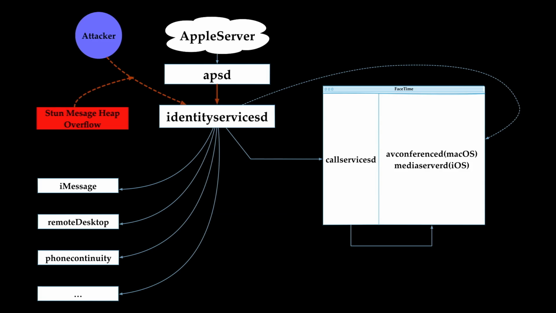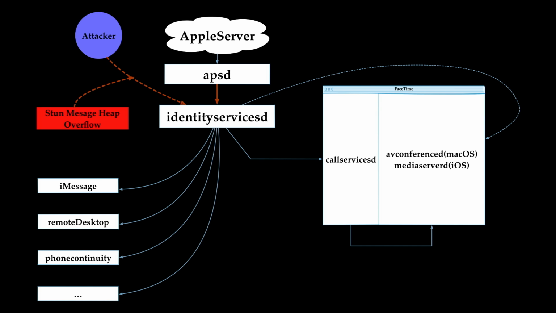Maybe you don't think that's very interesting. Now we move to some very juicy bugs, heap overflows. As Tor already mentioned, if a FaceTime call is connected, that means the attacker is able to directly send UTP packets to the remote IdentityServicesD. Let's see what happened there.